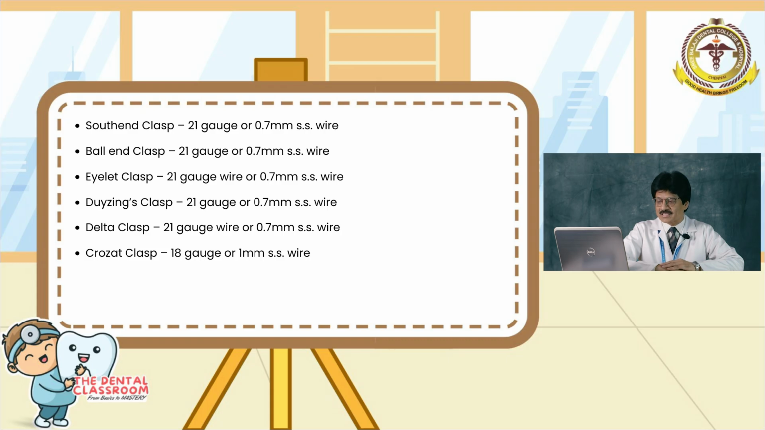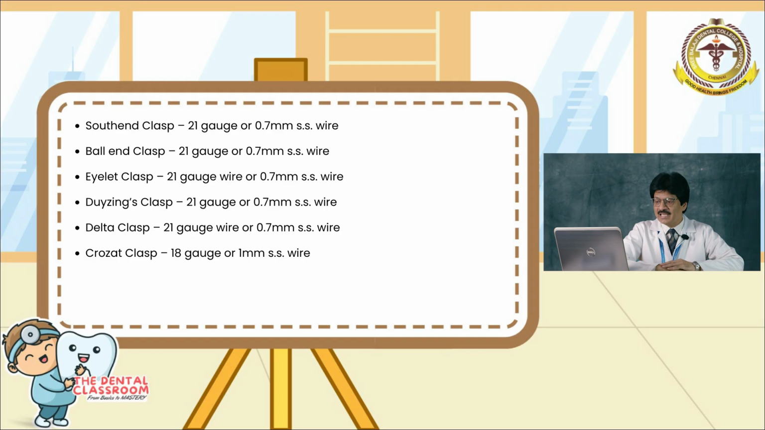The eyelet clasp is made up of 21 gauge wire or 0.7 millimeter stainless steel wire. The Duising's clasp is made up of 21 gauge or 0.7 millimeter stainless steel wire. The delta clasp is made up of 21 gauge wire or 0.7 millimeter stainless steel wire. And finally, the Crozat clasp is made up of 18 gauge wire or 1 millimeter stainless steel wire.